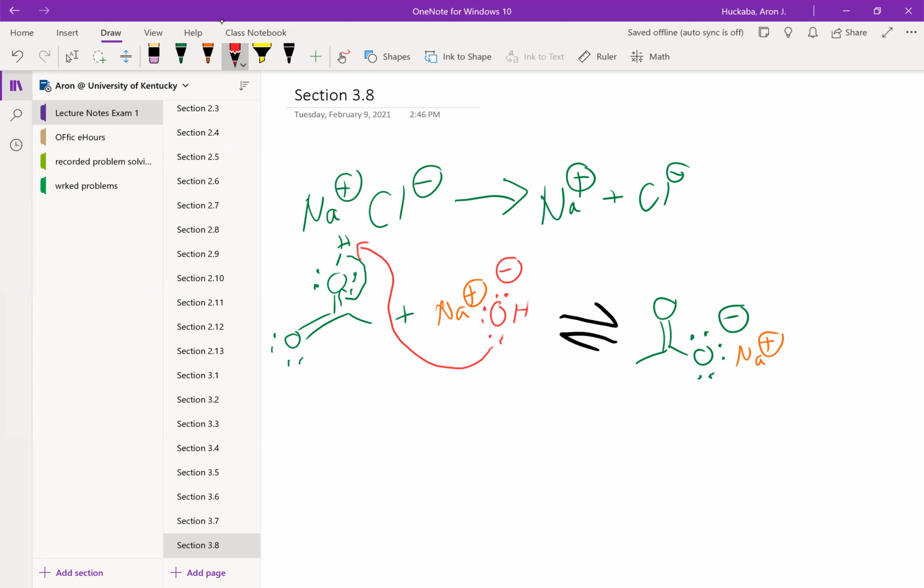And then we also have H2O that is made in this reaction. And it's neutral. So if you notice, we started with a salt, a positive and minus charge, and we ended with a positive and minus charge. And those are the two counterions we have here. And that's essentially all that is covered in section 3.8.